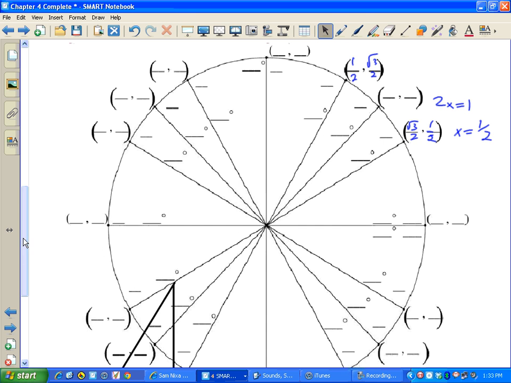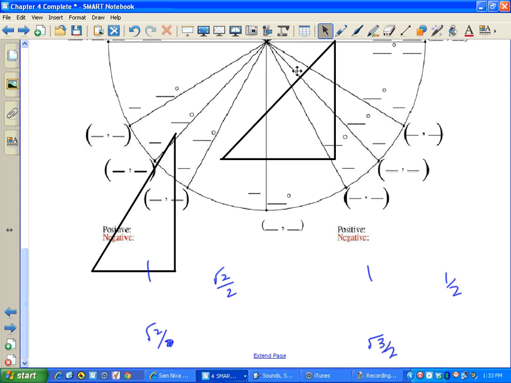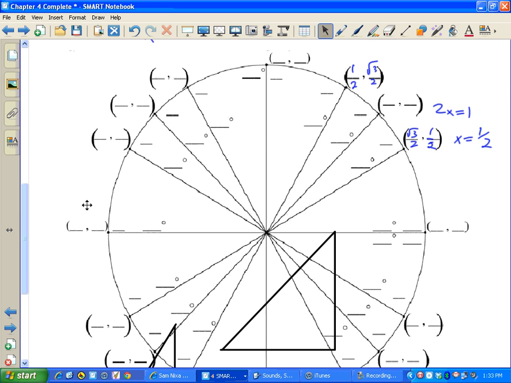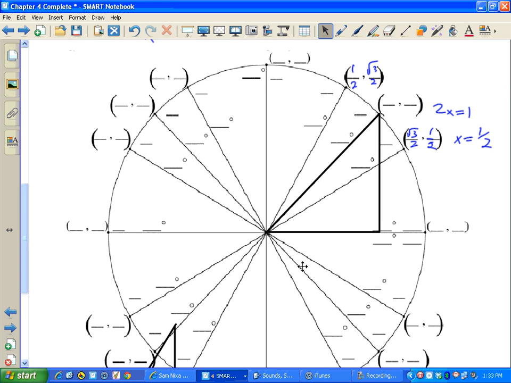Okay, we can bring the 45, 45, 90 up here. Okay, and that's going to go here. And remember, this was the square root of 2 over 2. This is also the square root of 2 over 2. So that means this point is over square root of 2 over 2, and it's up square root of 2 over 2.